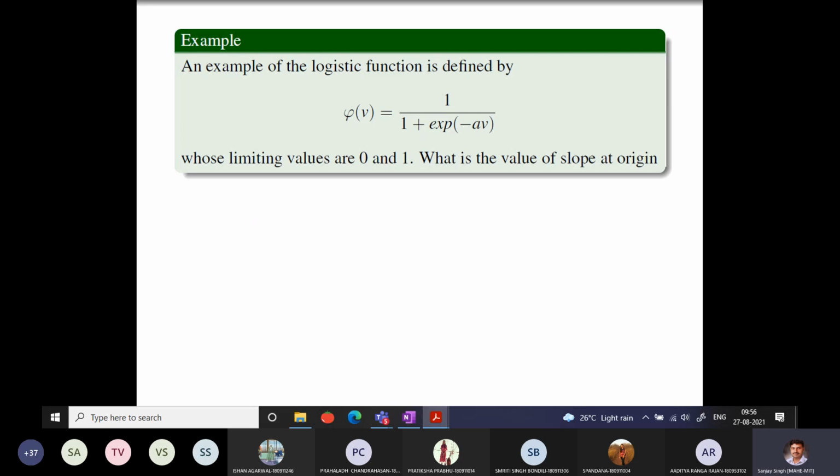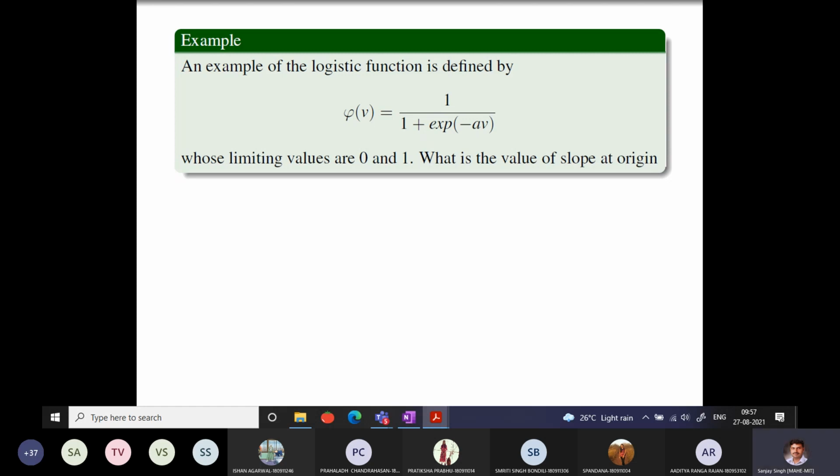Here I'm just giving a quick example of what is happening. Take the example of the logistic function, 1 over 1 plus e to the power minus av, whose limiting values are 0 and 1. Basically, it is nothing but a sigmoid function. Now the question is, what is the value of the slope at the origin? If this question comes, what are you supposed to do? How do you find the slope at the origin?